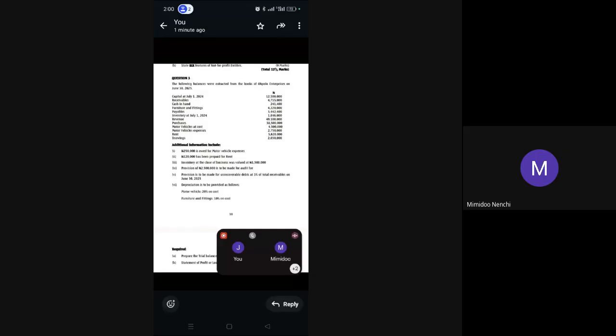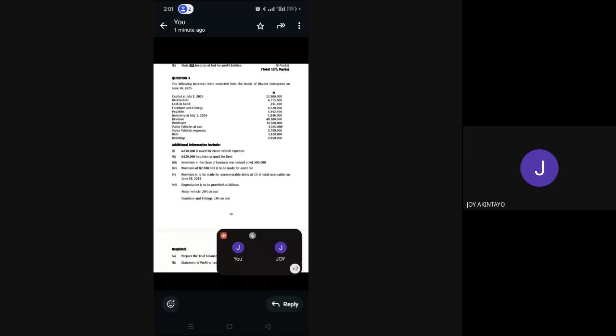Correct. It is a current liability because it is expected of us to settle this liability within 1 year. Do you understand? So how much are we posting? We are posting 344,400.